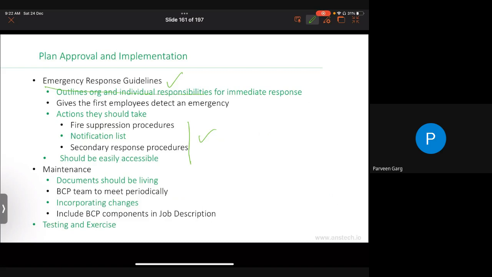And that's why those documents are supposed to be maintained and reflected in the job description, that you will be responsible for business continuity management. Once you've implemented the emergency response guidelines and you're maintaining this documentation, finally you have to continually test and exercise. So a 6-monthly or yearly business continuity exercise is carried out in organizations, either as per regulatory requirement or as a good practice.